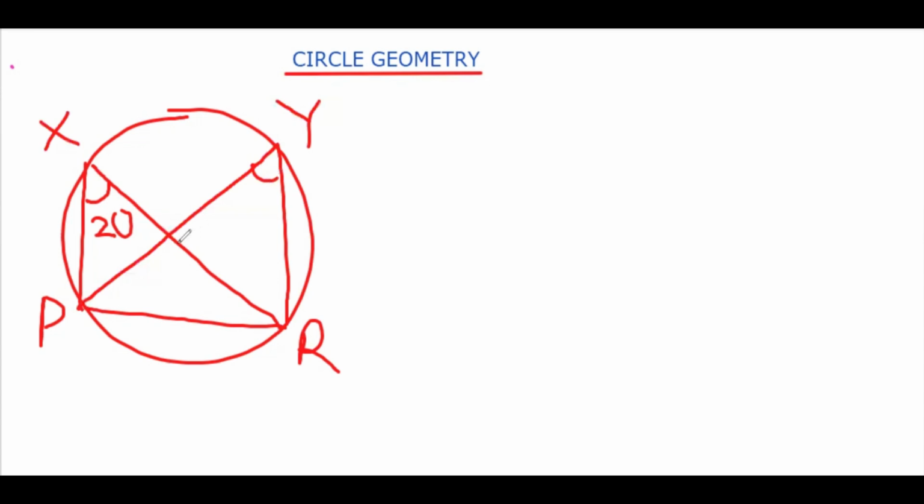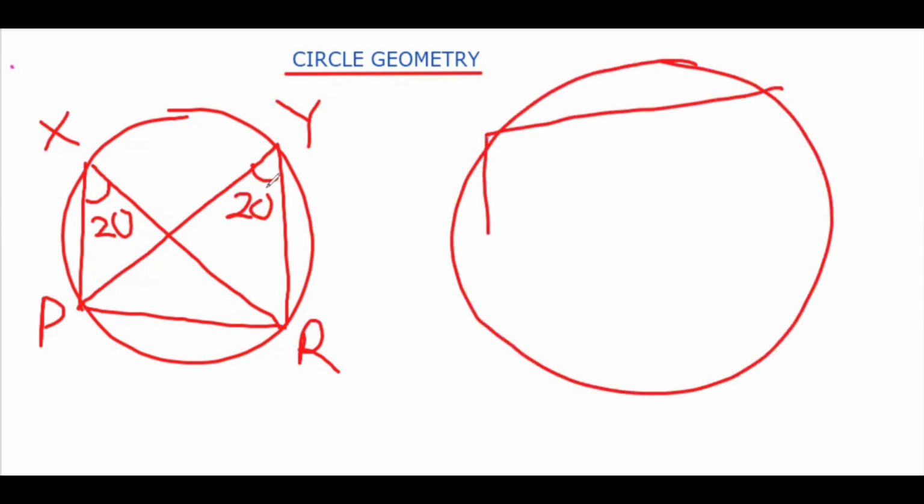But suppose it is the same parent, but one is sustained at the center of the circle. Then the one at the center will be twice the one at the circumference. But this one now will be 20. That's angles in the same segment. For example, you may have diagrams such as this.